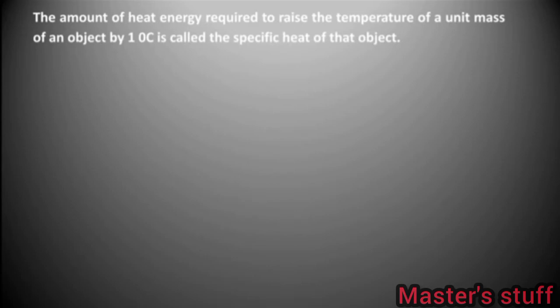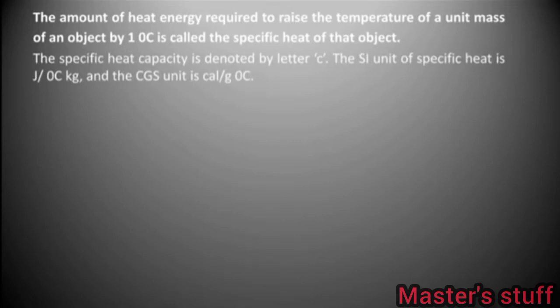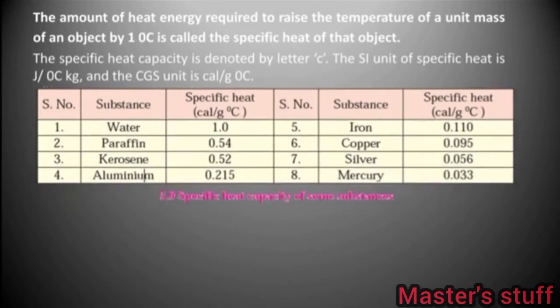The specific heat capacity is denoted by the letter small c. The SI unit of specific heat is joule per kg per degree Celsius, and the CGS unit is calorie per gram per degree Celsius. Here, the specific heat capacities of a few substances are given.